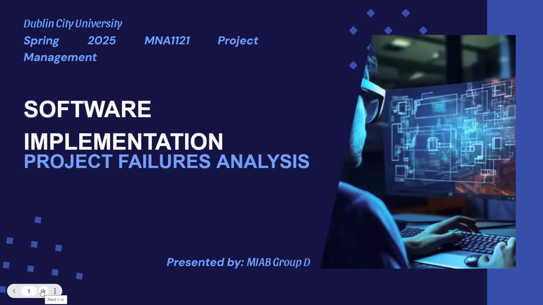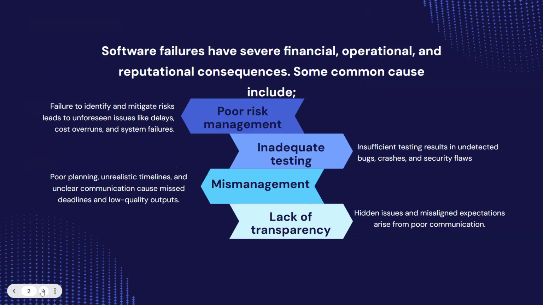So, let's begin. Software failures don't happen by accident, they are caused by predictable management and technical issues. Here are the four most common reasons why software projects fail. The first one being poor risk management. When risks are not identified early, projects face delays, budget overruns, and even system crashes.